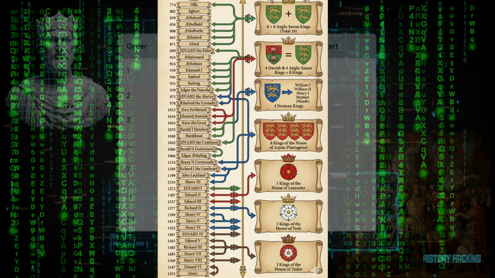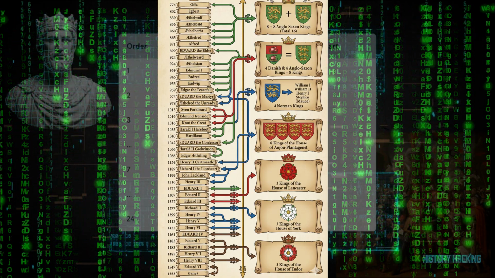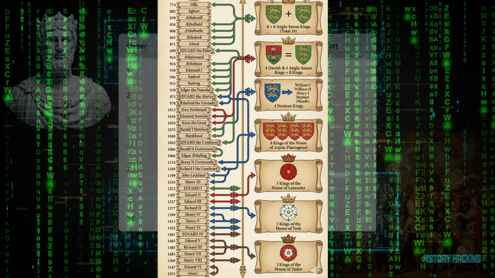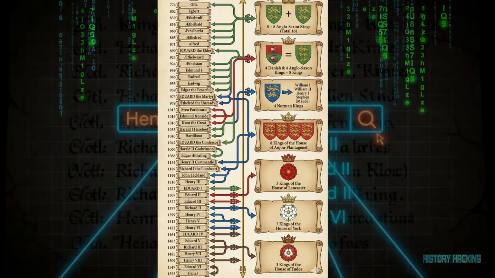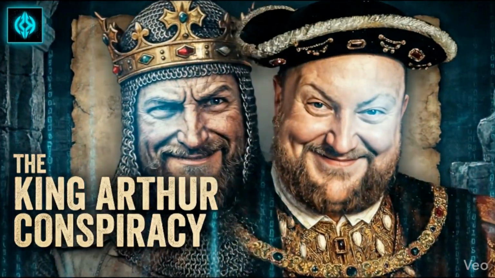And yeah, it looks pretty normal. Just a long line of power struggles, wars, successions. All this stuff we're told is the bedrock of history. You could say this is the program's official output. But here's the thing. Just because the output looks clean doesn't mean the code behind it is.